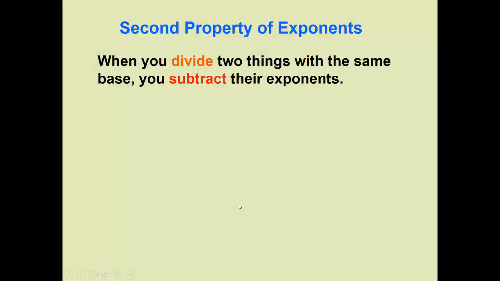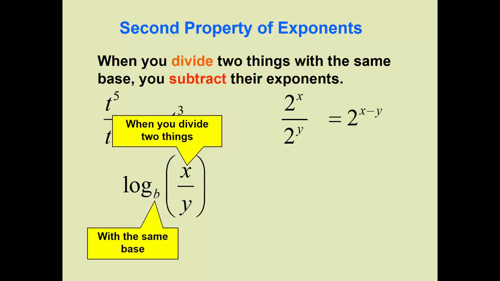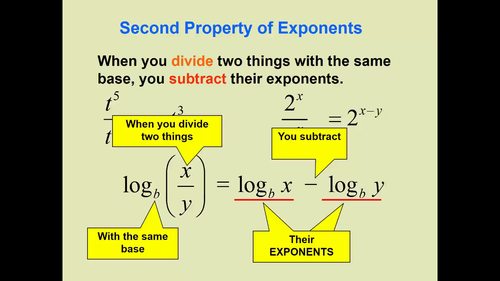Here's another property. The second property of logarithms comes directly from the second property of exponents. When you divide two things with the same base, you subtract their exponents. And so here we are dividing two things with the same base. We want to subtract exponents. And so this is what the properties look like.